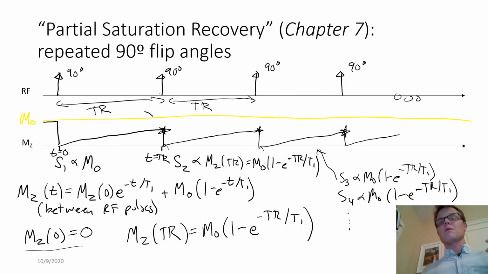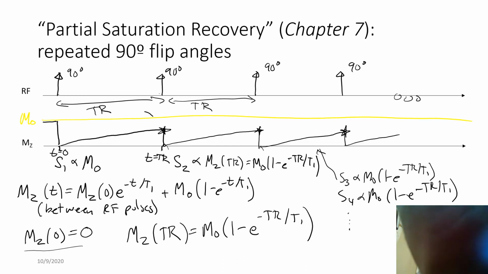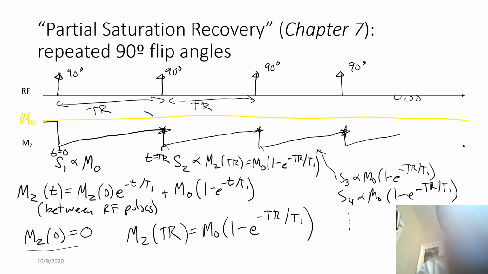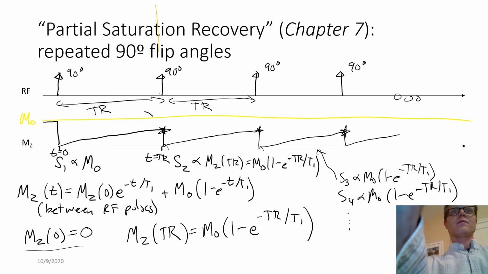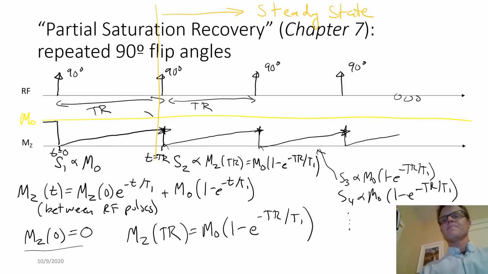One thing we say that we have when this happens is we would say from this time point of the second TR here onward. So from this point on, we say we're in the steady state. That means things are consistent TR to TR.